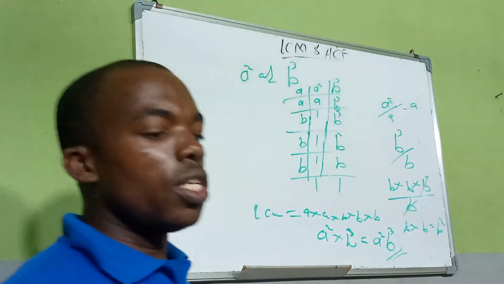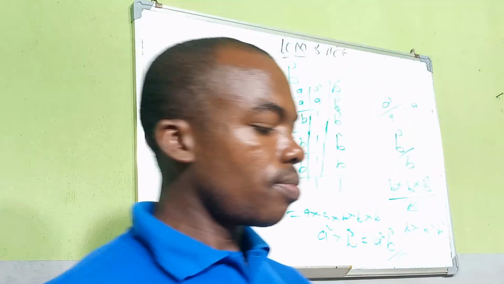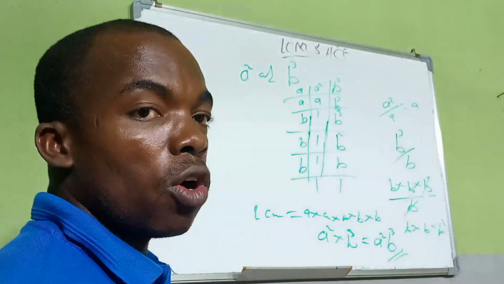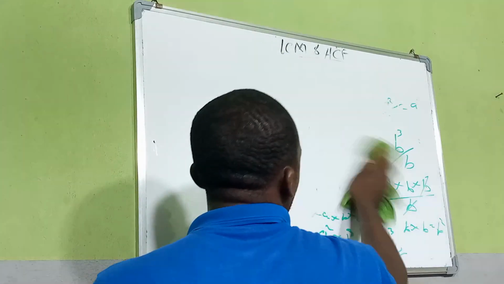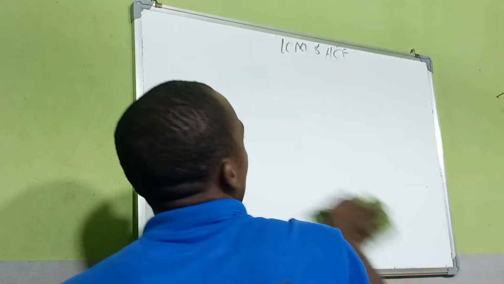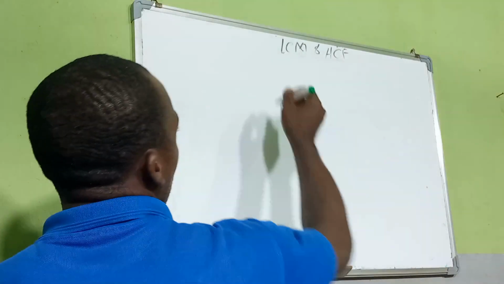You understand? So this is one of the things we are finding difficult in mathematics. So now let us take other examples. Let's take other examples.